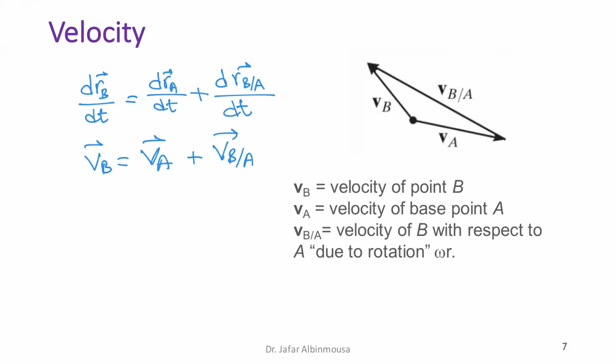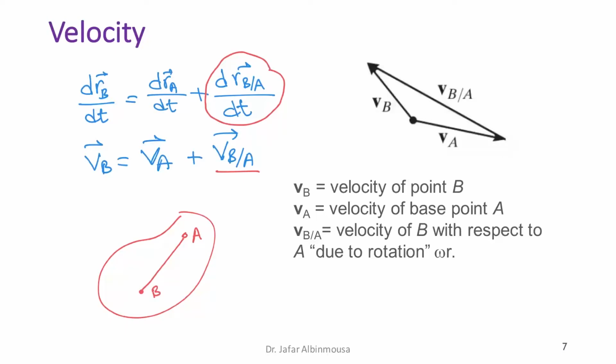And the reason why the derivative of the relative position vector came out to be a relative velocity vector is due to the reason that the rigid body here is assumed to be rotating about point A. So if this is point B, and we will have omega, and this is the position R, then the velocity of B is going to be omega R.